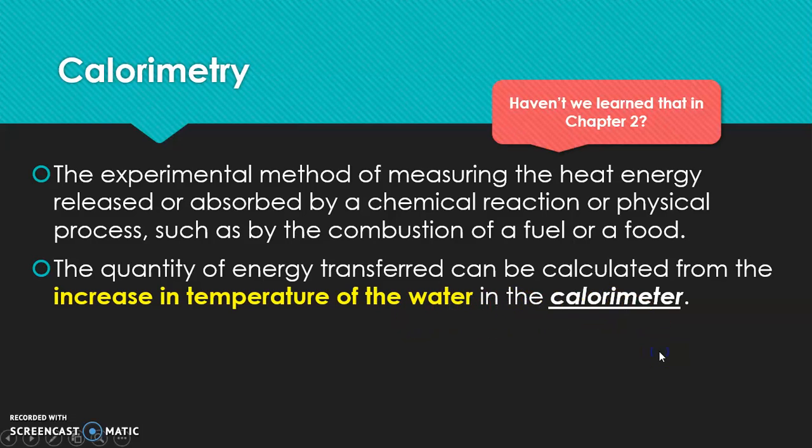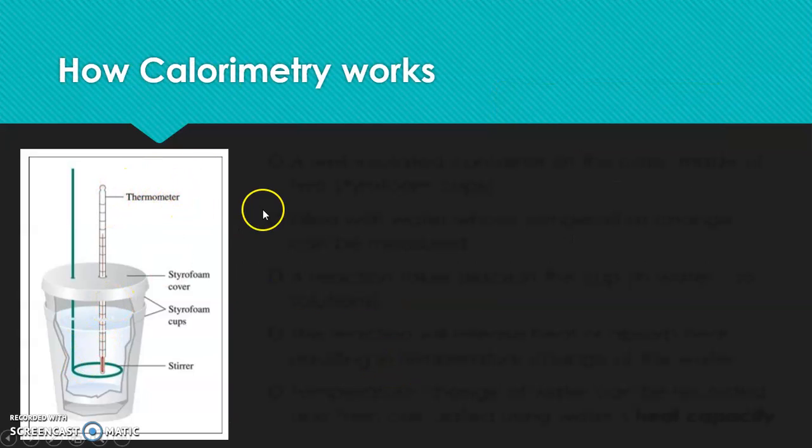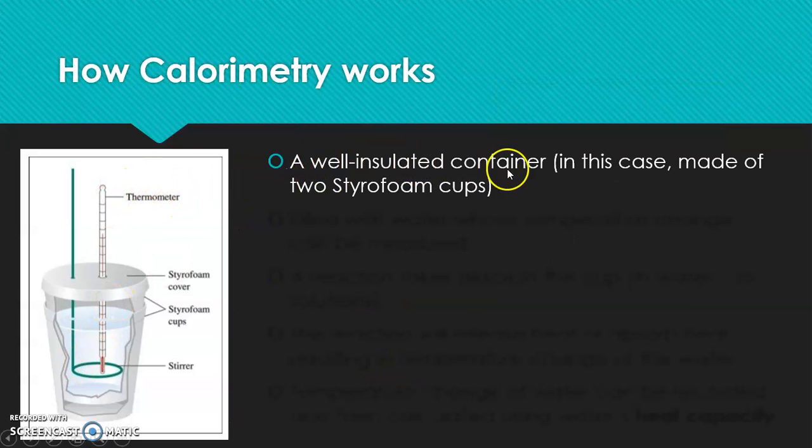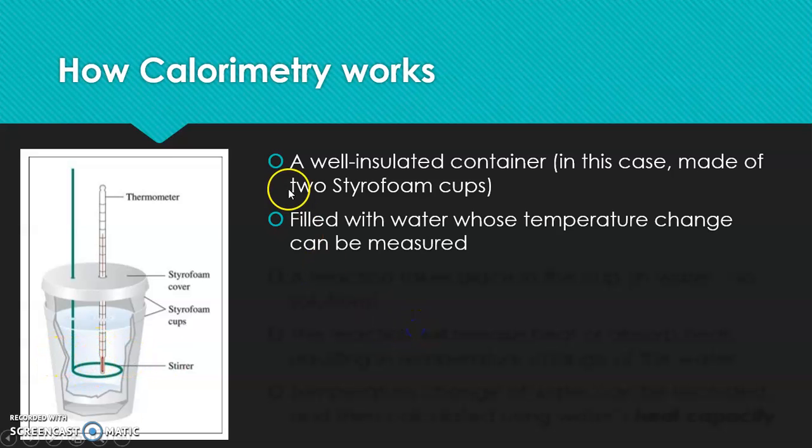You'd be like, wait, haven't we already learned that in chapter 2? Actually, we did. We did a lot of transfer of heat calculations in chapter 2, and that's the basic idea of calorimetry. So what happens is that we have a well-insulated container. In this case, it can be made easily from 2 styrofoam cups. The idea is that it's insulated, so the heat produced by the reaction is not lost through the cup.